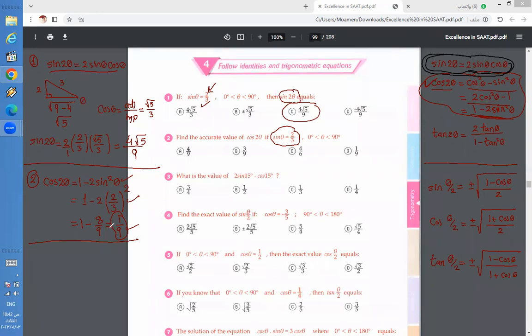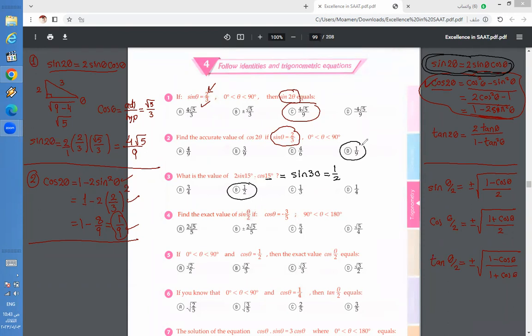So 2 sine cosine is equal to sine of the double angle. So it's sine of double this angle. Double 15 is what? 30. So sine 30 will be equal to what? Sine 30 is equal to half. So the result will be letter B.